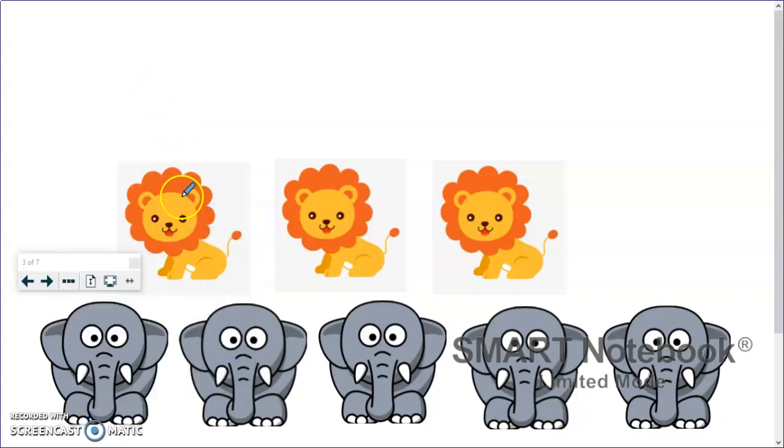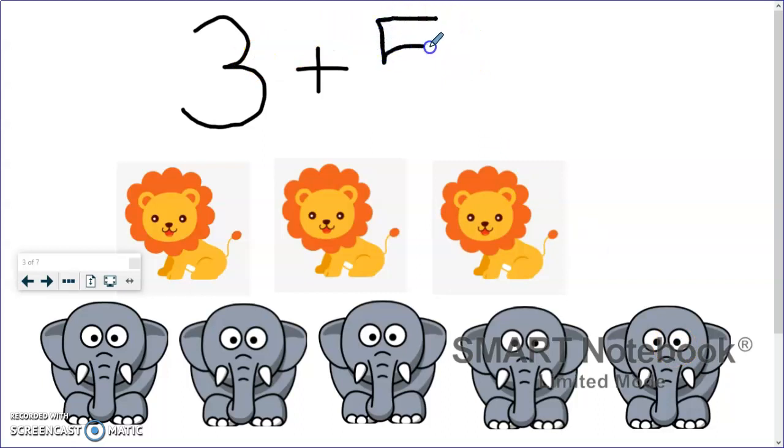All right, so we have 1, 2, 3 lions. We're adding more animals. That means we're using a plus sign. And let's count how many more elephants. 1, 2, 3, 4, 5 elephants. So we're going to write that number next. We have 3 lions plus 5 elephants. How many does that equal? Let's see.